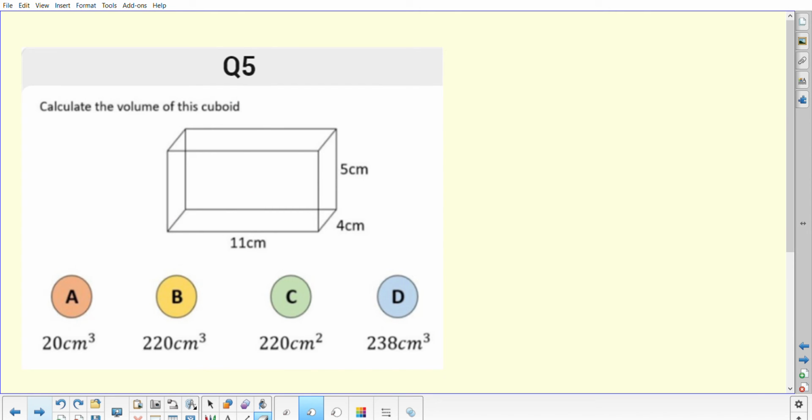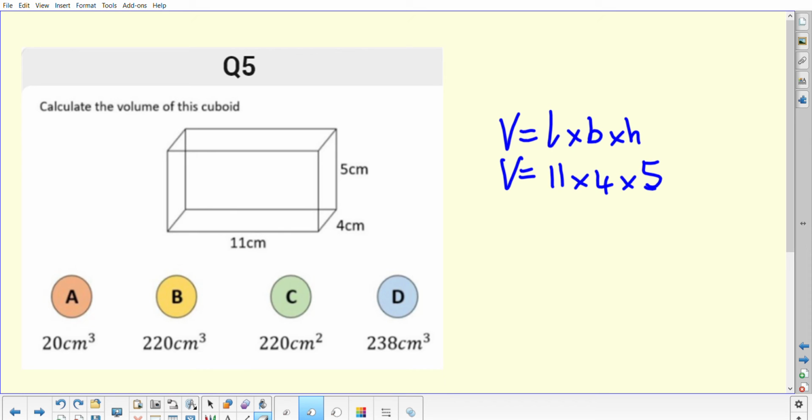Right, calculate the volume of this cuboid. Again, looking for the formula, length times breadth times height. You're multiplying together 11 times 4 times 5. The easiest thing to do there is to do the 4 times 5. 4 times 5 is 20. 20 times 11, so 2 times 11 is 22, and then times by 10 would be 220. Everything was centimetres, so of course our volume units will be cm with a wee 3, cubic centimetres.